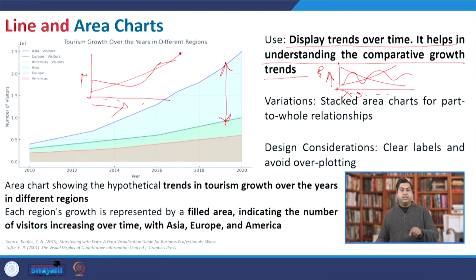So, this is nothing but a cumulative plot. The data can be represented with a bar chart as well, where each over how many runs are scored. So, like that you can use this line and area chart effectively.